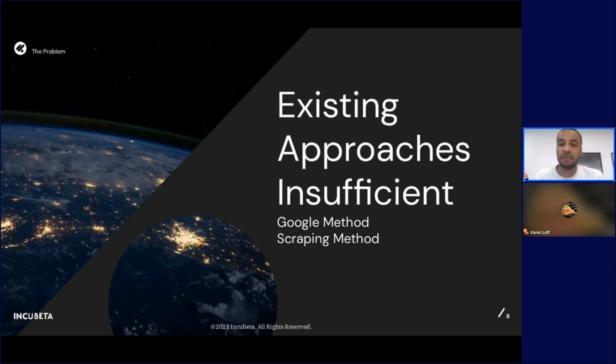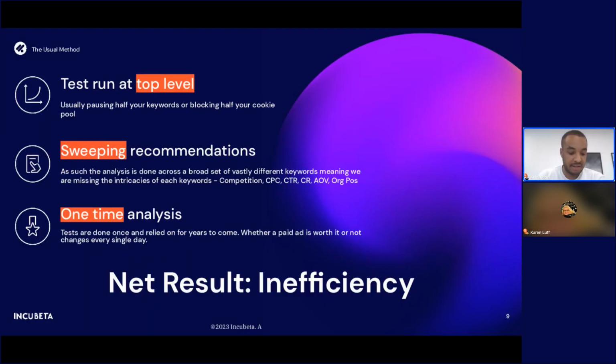If we take it back to 2020 and how we looked at things, we found that the existing approaches that were being run before were insufficient, the Google method and the scraping method. And by that, I mean that when we were running tests, they were at a top level. What happens is you do an A/B test and half your keywords are paused or blocked in your cookie pool. Obviously, that is done over a month's period. It's not sufficient data to be able to make key findings from.